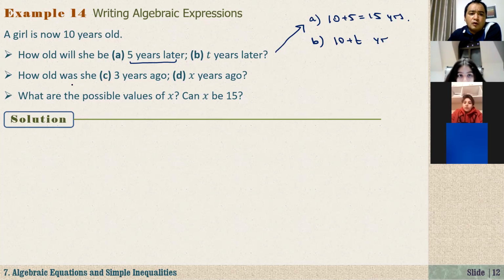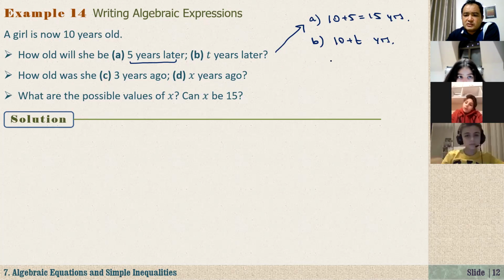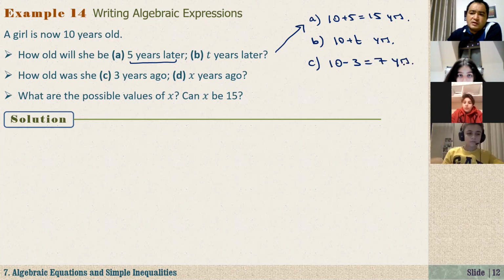Question C, how old was she 3 years ago? Since now she's 10 years old, 10 minus 3, right? Going back means subtraction. So that's equal to 7 years old. So 3 years ago, she was 7 years old. D, how about her age X years ago? X years ago, she was 10 minus X years old, right?